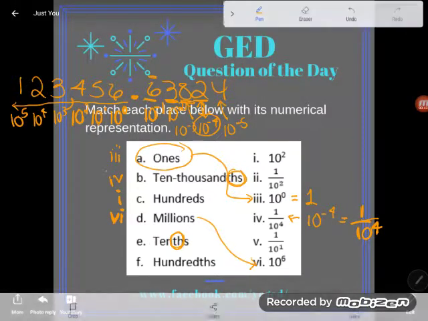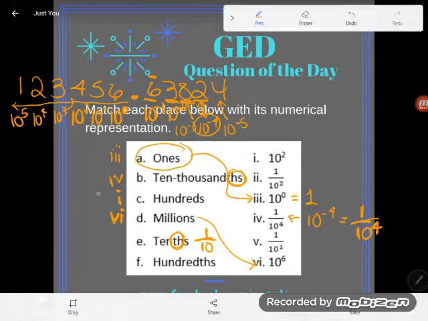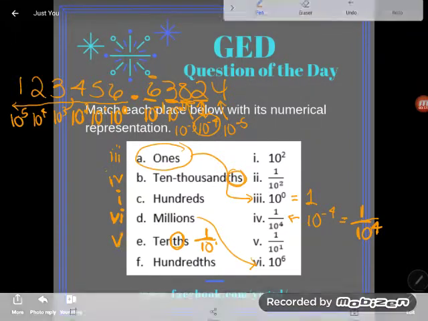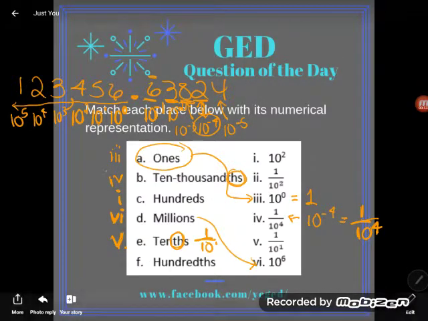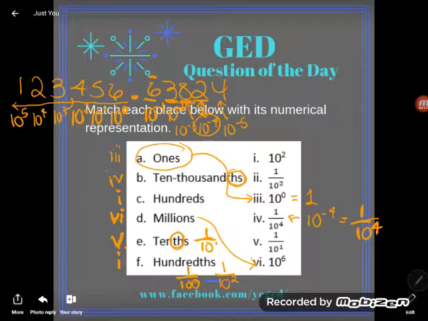Now, tenths, see the TH? I'm in fractional pieces and parts. 1 over 10, and so that's just 10 to the negative 1st power. So that's E right there, or 5. Then F is hundredths. Hundredths are like one thing of size 100, or 1 over 10 to the 2nd power.